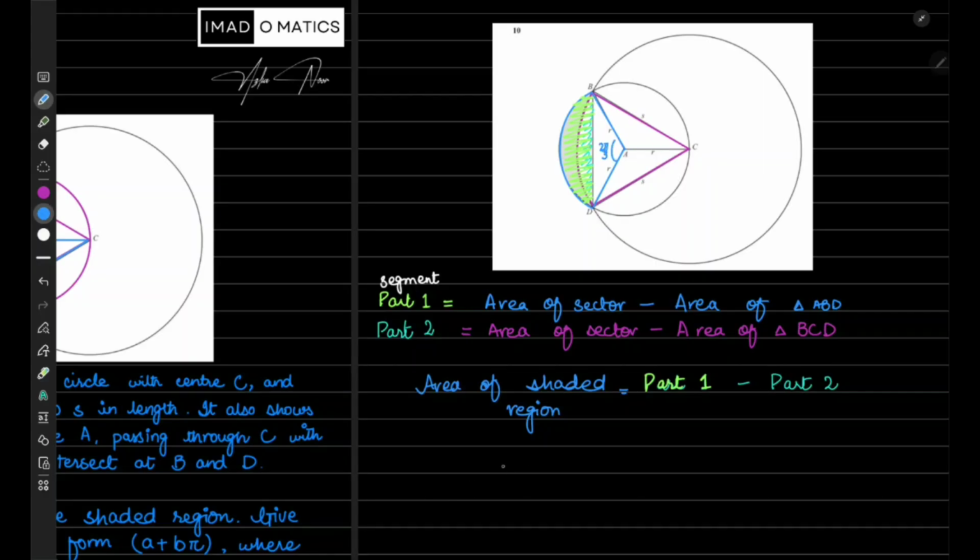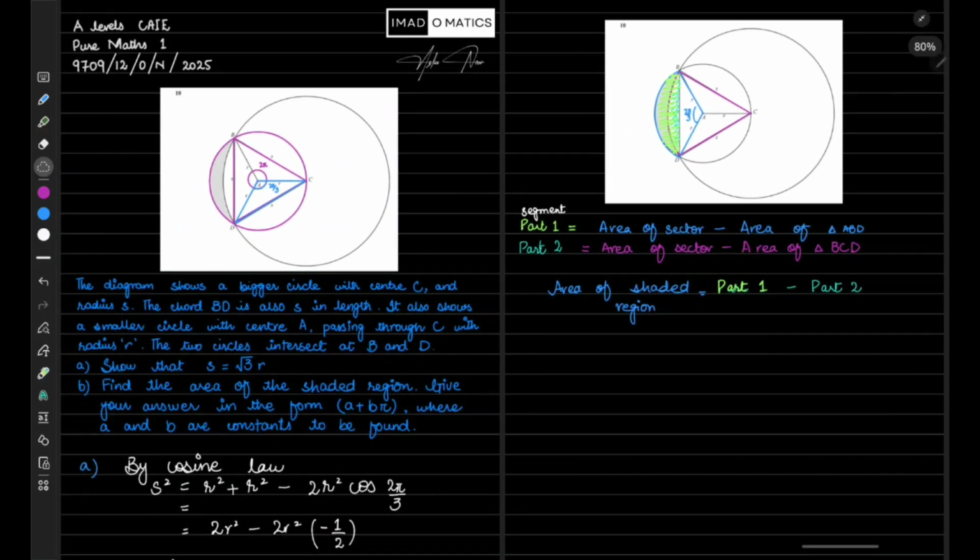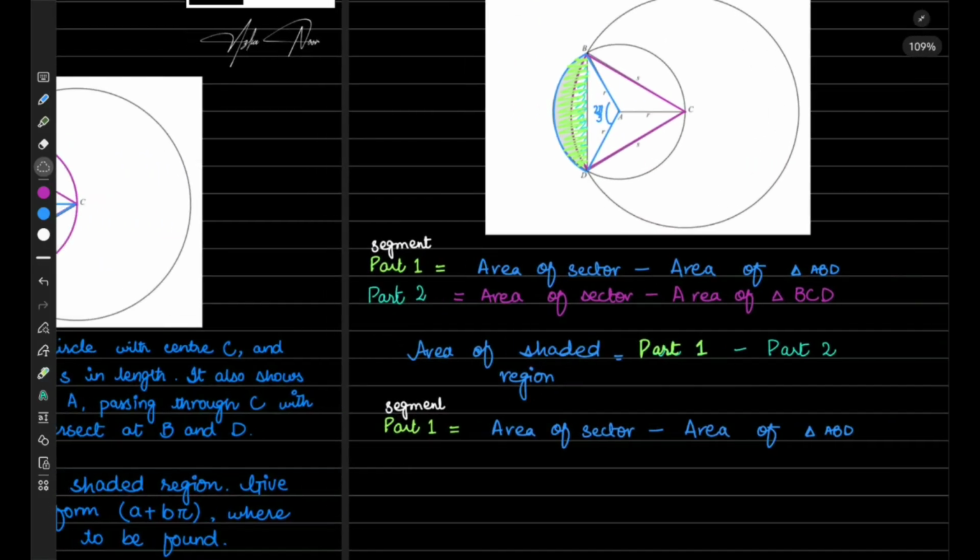2 pi over 3. Half r square theta, where theta is 2 pi by 3, minus area of triangle ABD, which is half AB sine C, so half r square sine of 2 pi by 3.